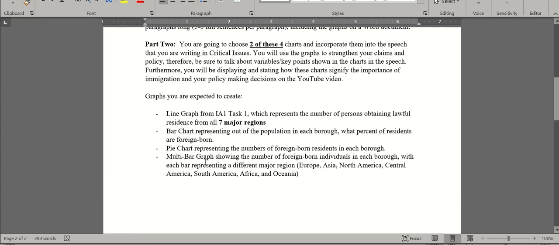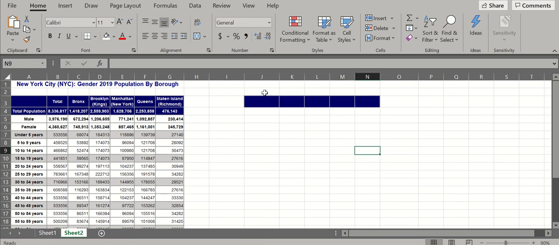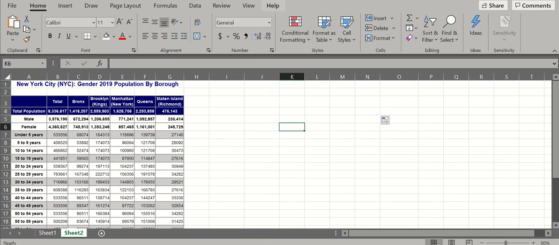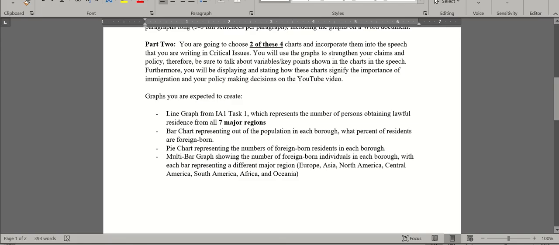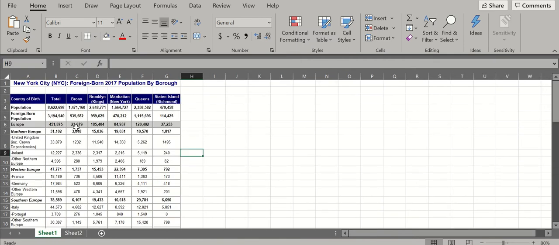include it. Next one, create a pie chart representing the number of foreign-born residents in each borough. Now let's go back. I don't really need this. I'll delete this area right here. I could drag this over. It'll clear it. Right. So I said pie chart representing the number of foreign-born residents in each borough. Right. So here, pie chart, you want the foreign-born population.